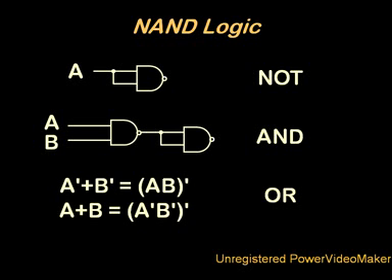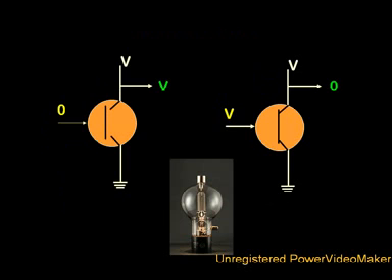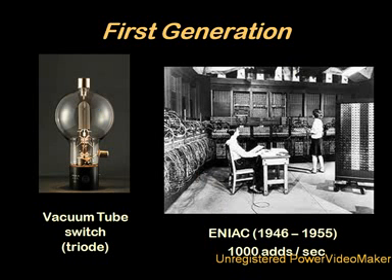The clue's in algebra. Maybe that's how you could implement the circuit. So, theoretically, I could build any computer using nothing but vacuum tubes. And in fact, the first electronic digital computer, the ENIAC, was built using vacuum tubes.